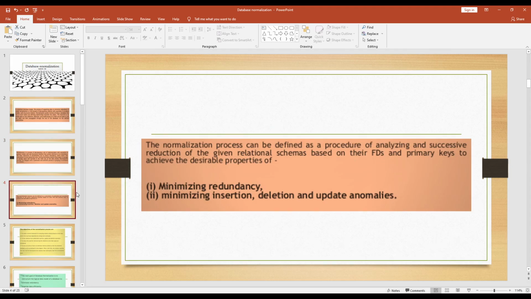The normalization process can be defined as a procedure of analyzing and successive reduction of the given relational schemas based on their FDs and primary keys to achieve the desirable properties of minimizing redundancy, minimizing insertion, deletion, and update anomalies.